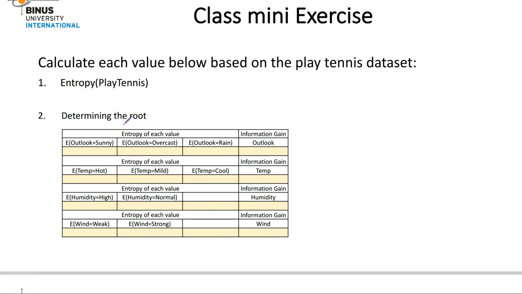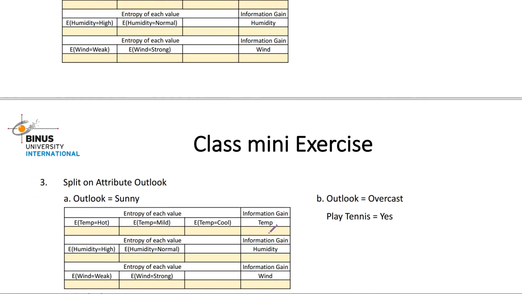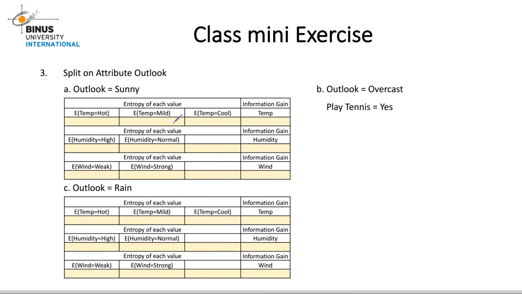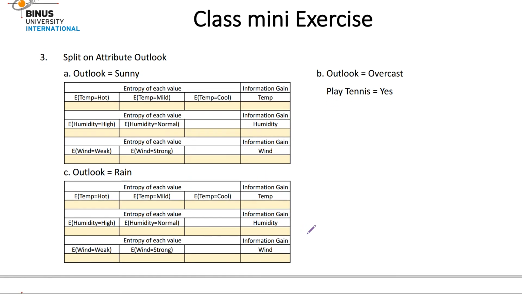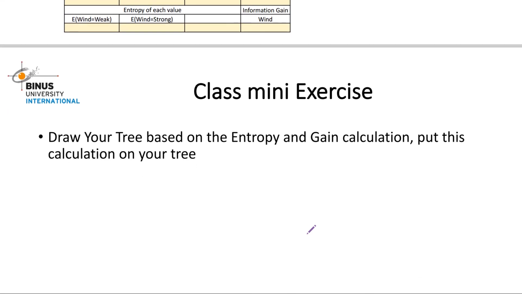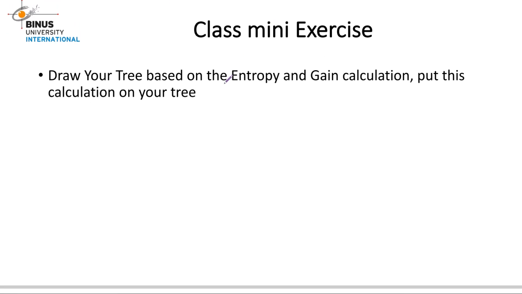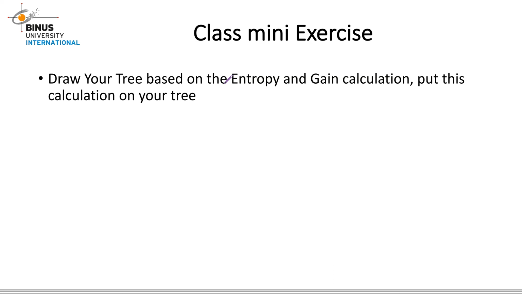You need to determine the whole value of this. Entropy when outlook is sunny, entropy when outlook is overcast. You need to fill in all these tables. And then what happened next? If you split on attribute outlook, because outlook has the highest information gain, you also need to know every calculation. Then you can draw your tree based on the entropy and gain calculation. Okay, that's it for the explanation on decision tree.